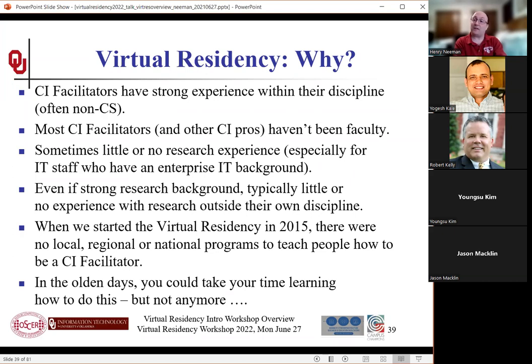Some of them have little or no research experience. Some of them have tons of research experience. Especially if you're an IT staff member from an enterprise background, you probably don't know that much about research computing or research. You probably have not done research in any formal way yourself. Even if you do have a strong research background, you typically don't know much about other disciplines outside of your own. Back when we started this, nobody else was trying to do this.